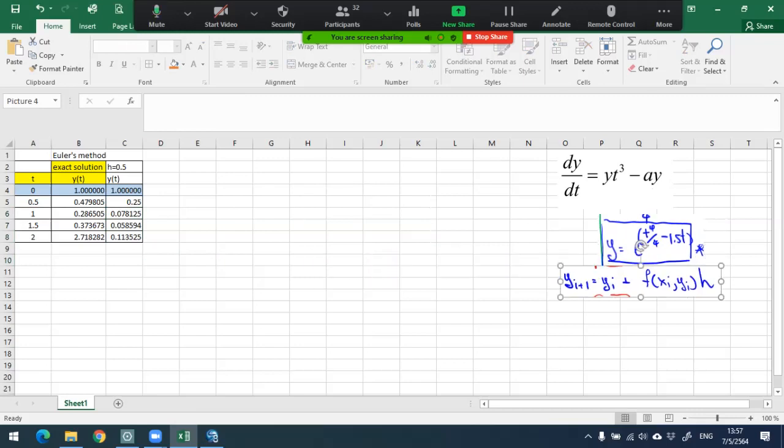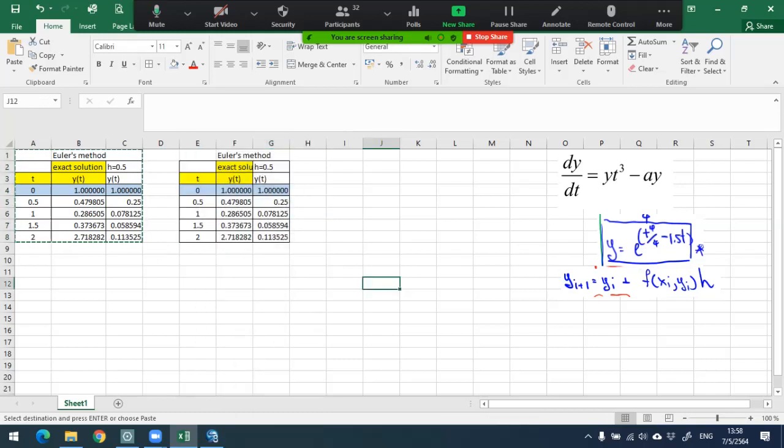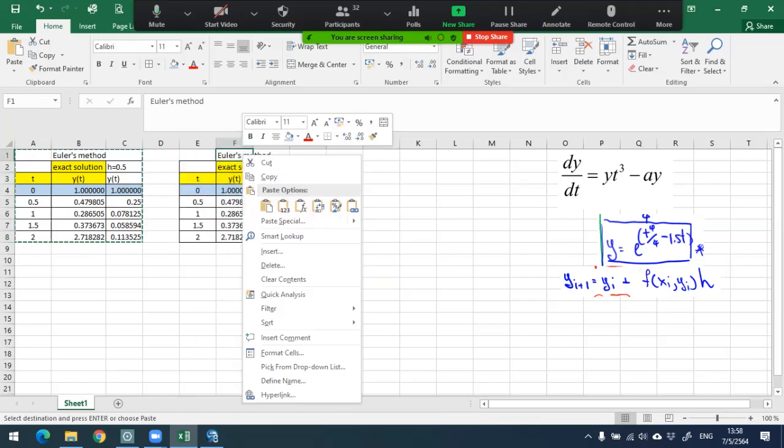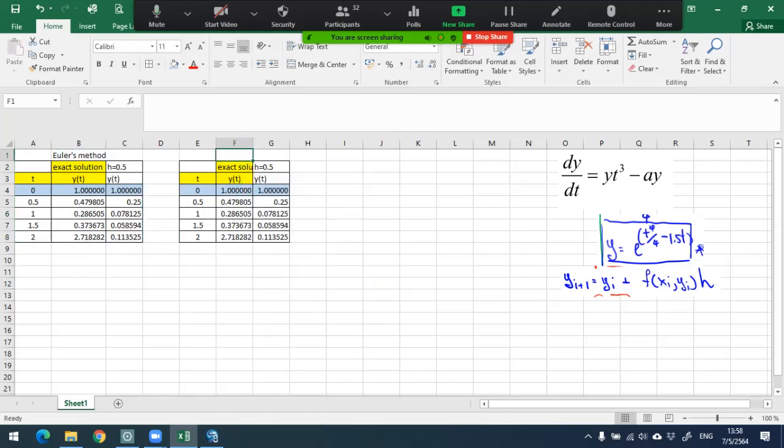Actually, it would be better if we do something different, because Excel can do better than this. For example, I may copy this table to here, and I will identify the step size over here. It should be h size. Maybe fill in this.